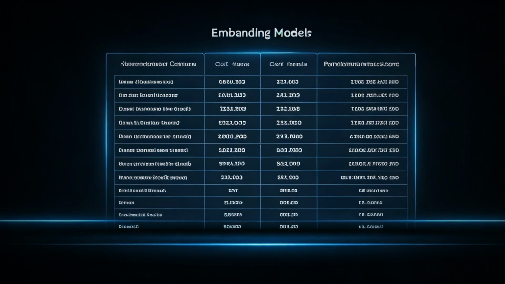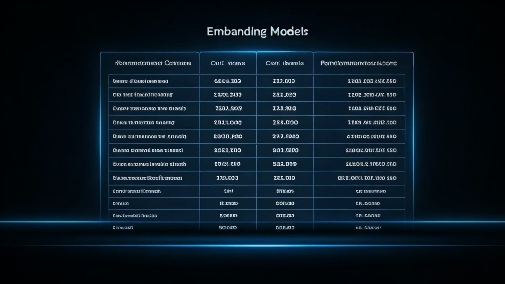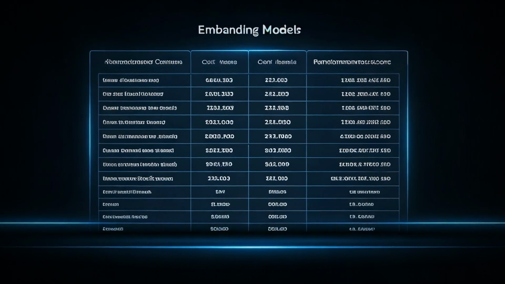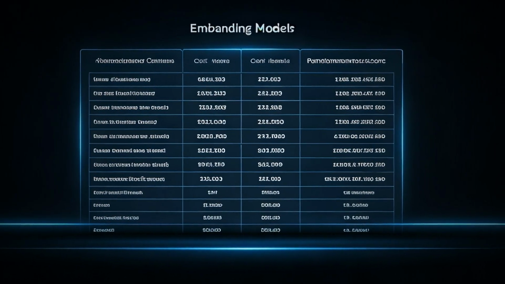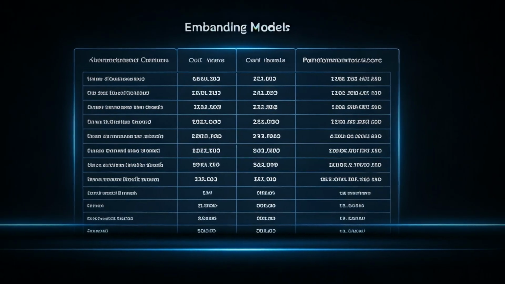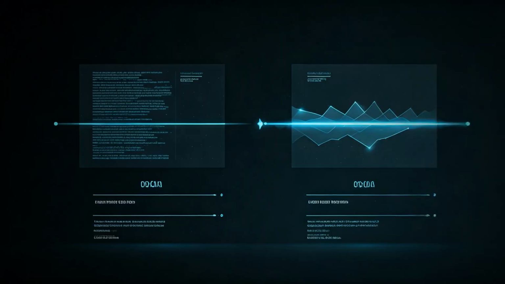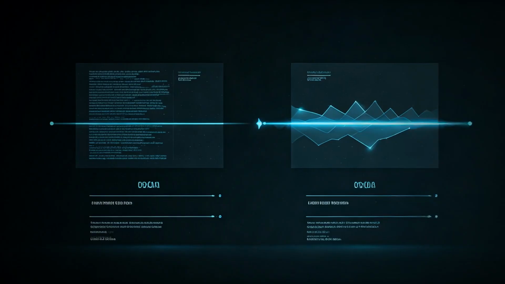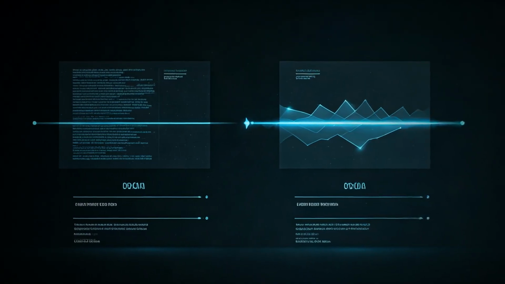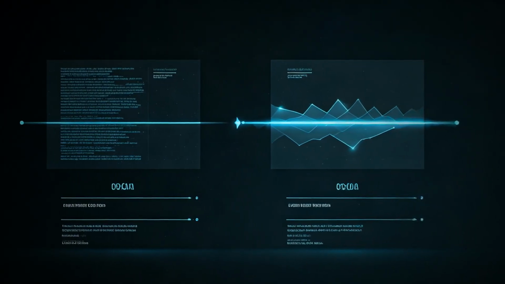Text embedding 3 small. 2 cents per million tokens. 1536 dimensions. Handles 95% of use cases. Do not overthink this. Batch your chunks. Do not send 1 call per chunk, up to 2,000 per request. Same cost, 10 times faster.